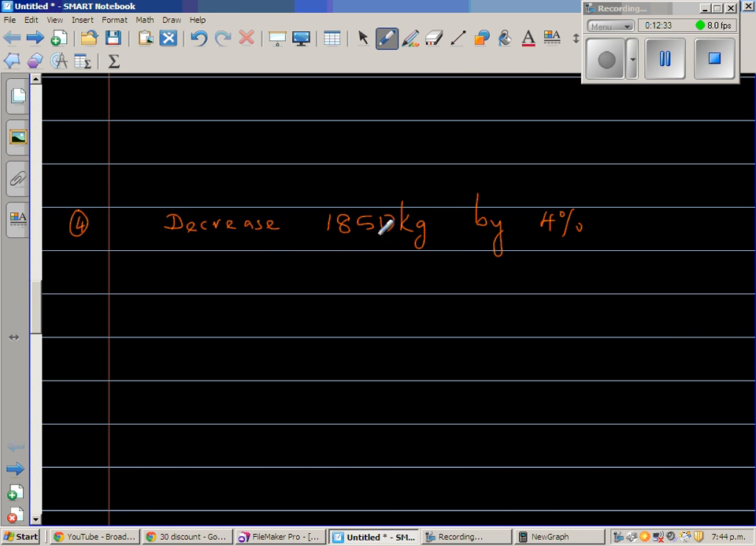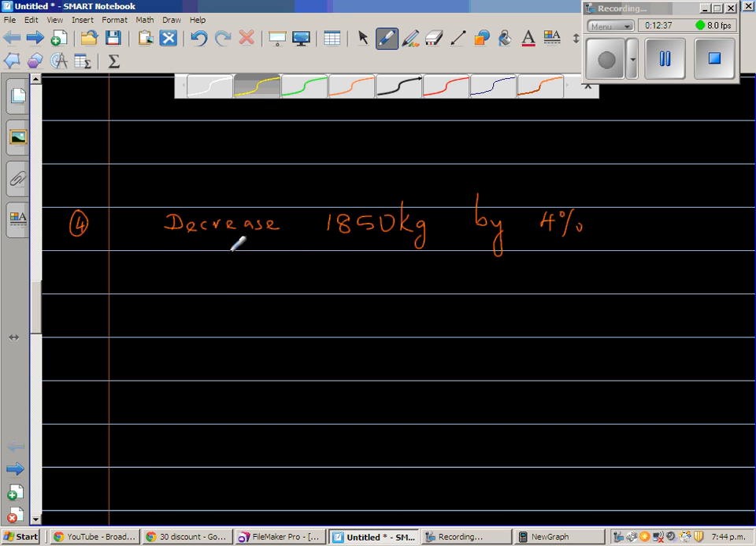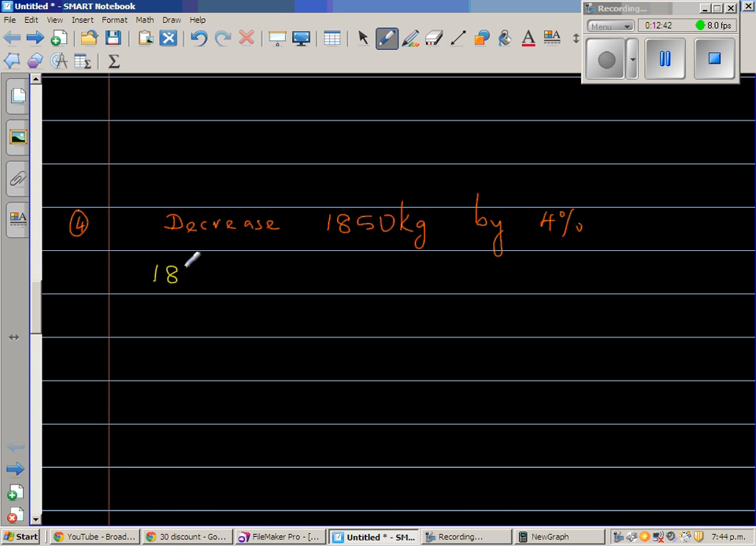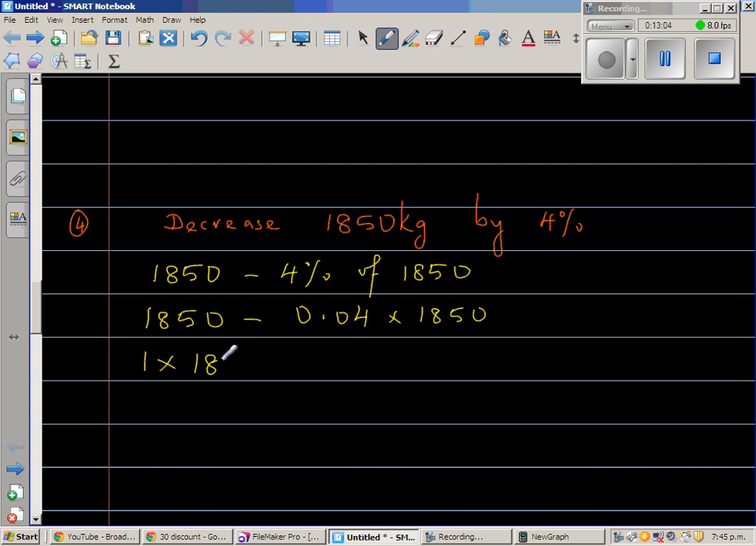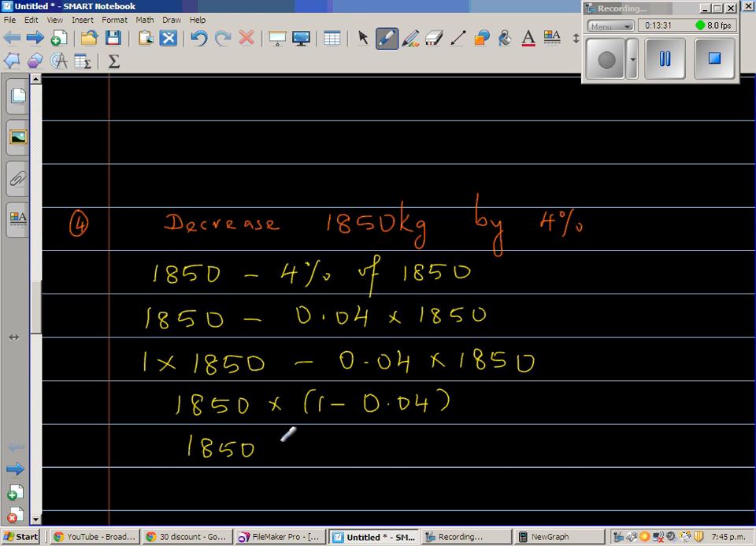Okay, let us do this. Decrease 1850 by 4%. Again, let us go through the thinking process. So this is 1850 minus 4% of 1850. So this is 1850 minus 4%, which is 0.04 times 1850. So I'm going to write this as 1 times 1850 minus 0.04 times 1850, which is distributing or factoring out 1850. So you can also write like this: 1850 times 1 minus 0.04. So this is 1850 times, 1 minus 0.04 is 0.96.